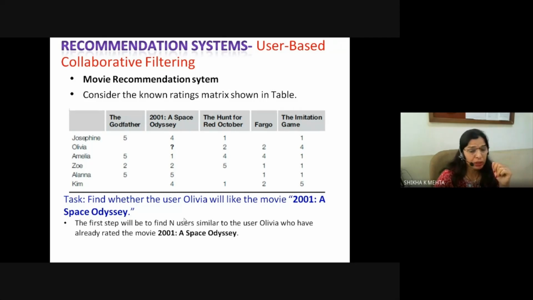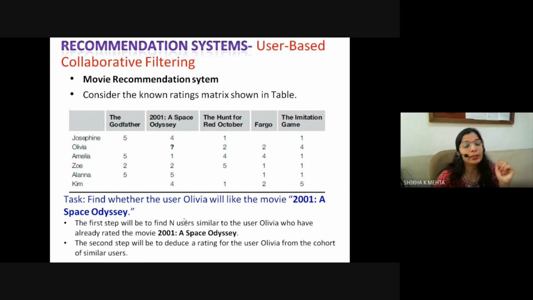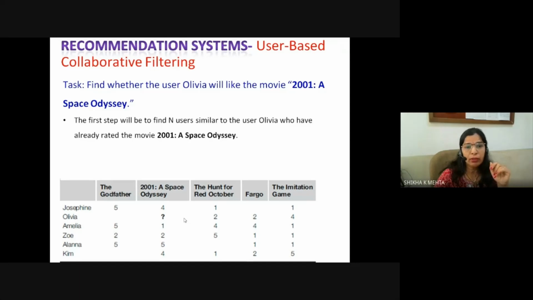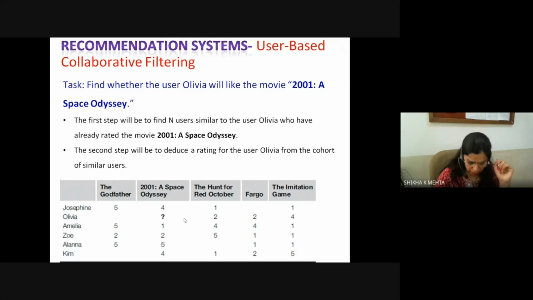The first step will be to find n users similar to the user Olivia who have already rated. We are talking about collaborative filtering, where the neighbors we are finding are user based. So we are performing user based collaborative filtering over here. First we have to find the n users which are showing similar behavior. The second step will be to compute the rating for the user Olivia from the cohort of similar users. So how do we do that? This is the data that we have, and we are going to perform this particular task.